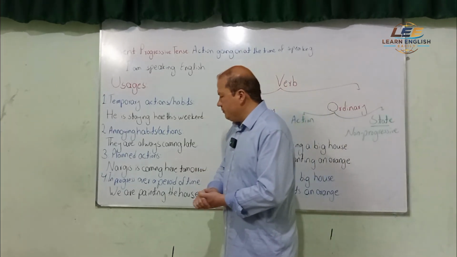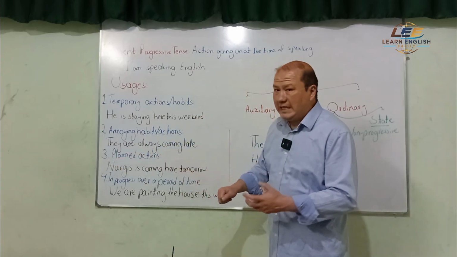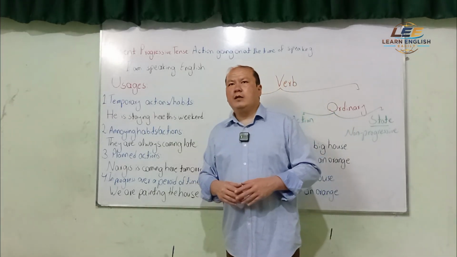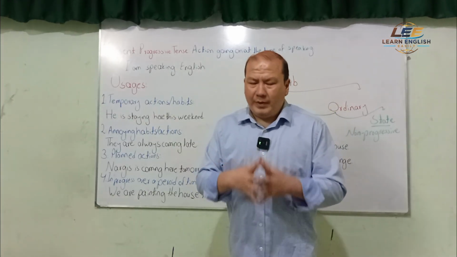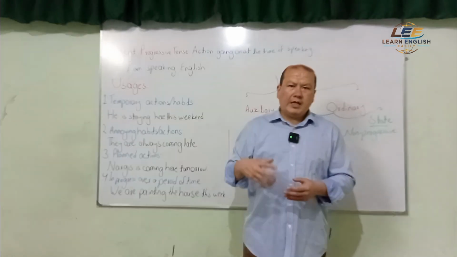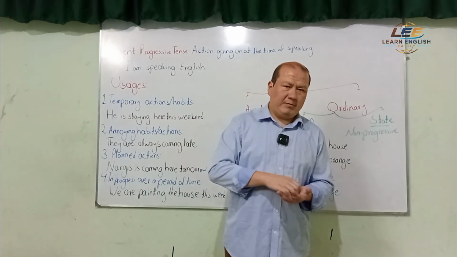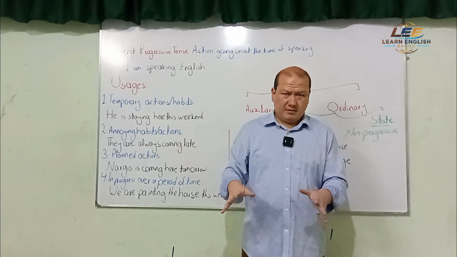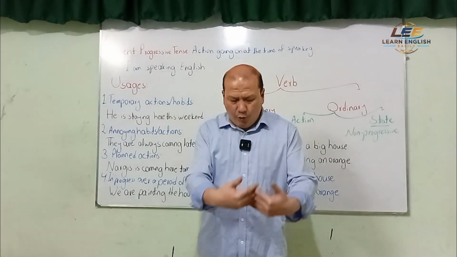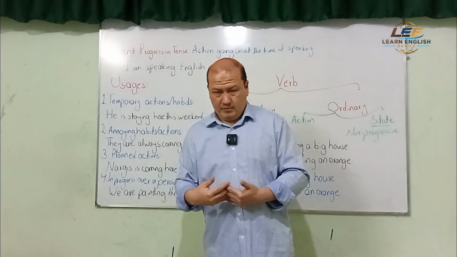Coming to the third one, we also use present progressive tense when we want to talk about planned actions. Okay. So planned action is, for sure, about the future. Yes. It is future, but because you have already made a plan, means you have already planned it, arranged it, then you can use present progressive tense for that future planned action. Okay.